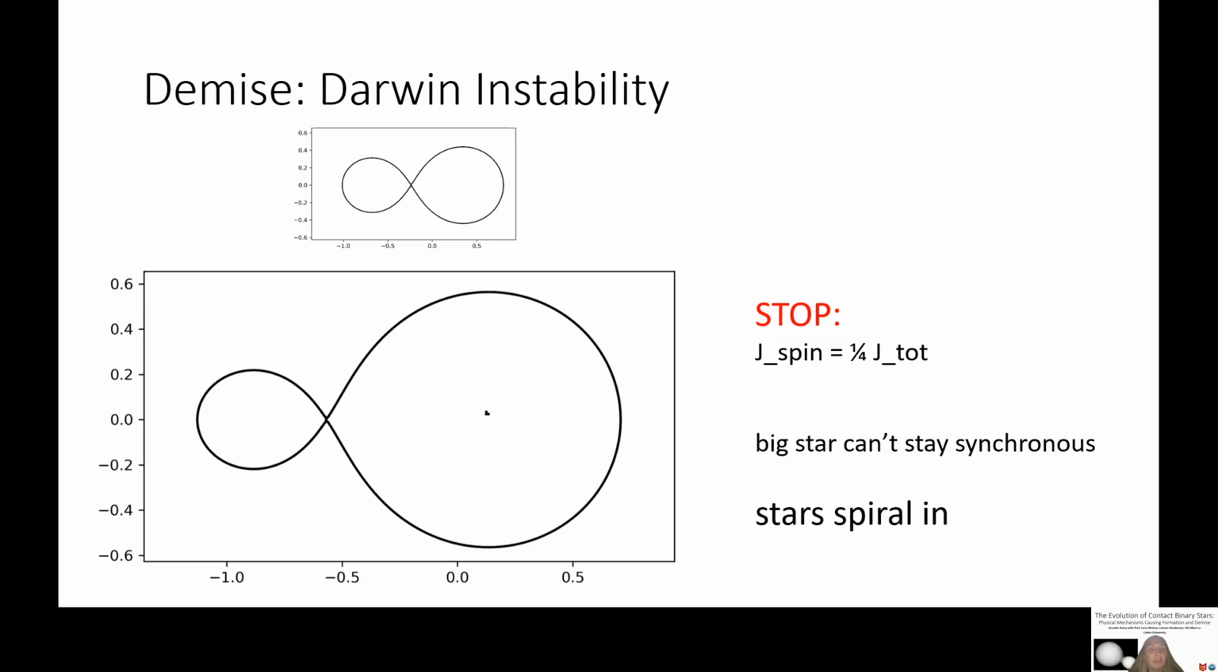Here we reach a critical mass ratio where the rotational angular momentum of the big star is a quarter of the total angular momentum of the system. This is where we stopped our evolutionary calculations.